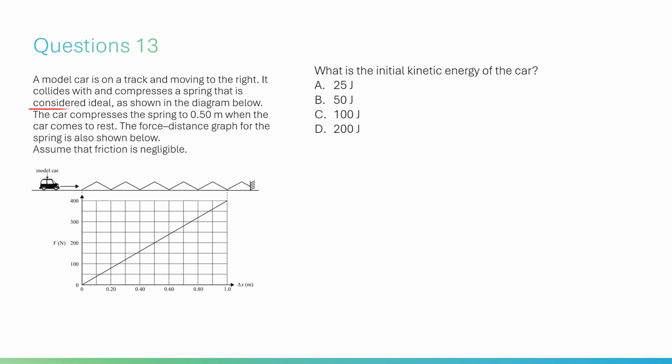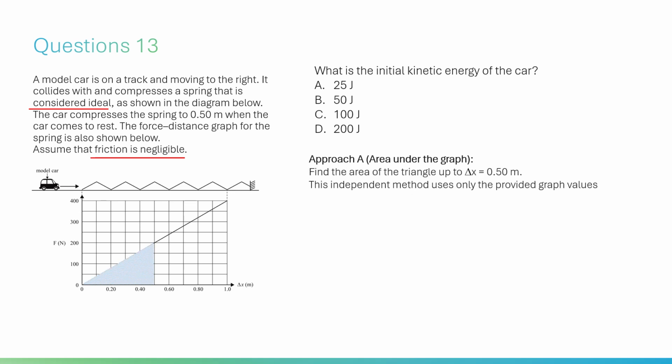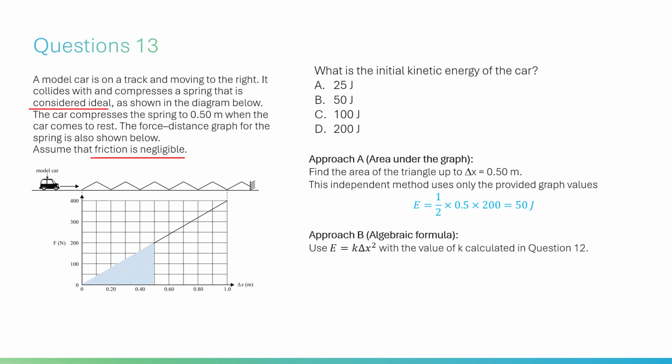With no frictional losses, mechanical energy is conserved, meaning the initial kinetic energy equals the final spring potential energy. Approach A, area under the graph. Find the area of the triangle up to delta x equals 0.50 m. This independent method uses only the provided graph values. Approach B, algebraic formula: use E equals 0.5 times k times delta x squared, with the value of k calculated in question 12. Exam tip: approach A is preferred on exams.